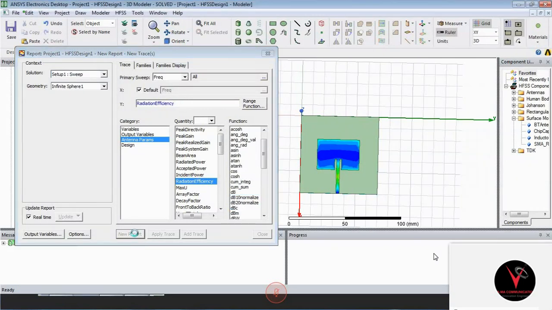So if you give a new report, you get efficiency results in a 2D plot. It takes much more time. Otherwise, you can directly calculate it from eta is equal to gain by directivity into 100%. If you use that formula, you also get the efficiency. That's a theoretical efficiency.